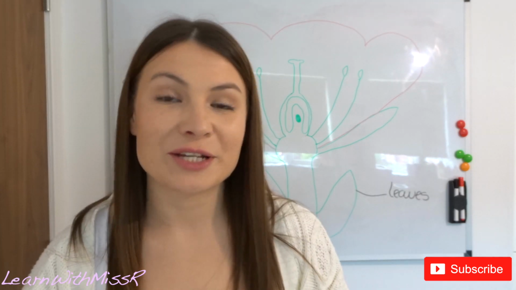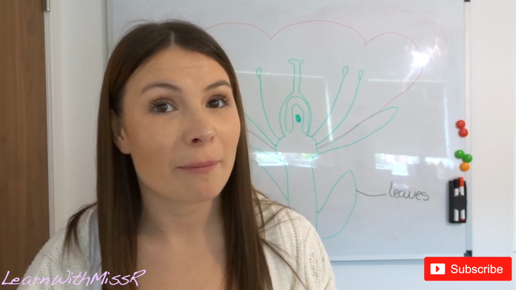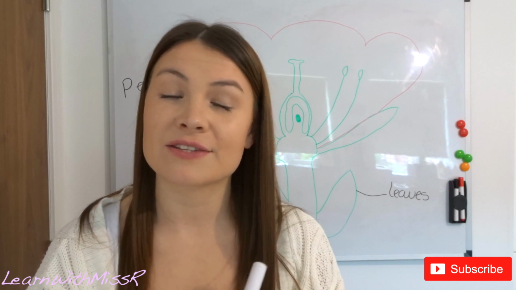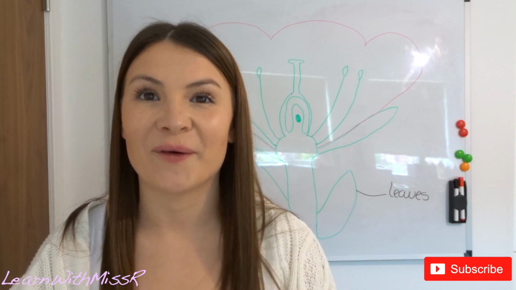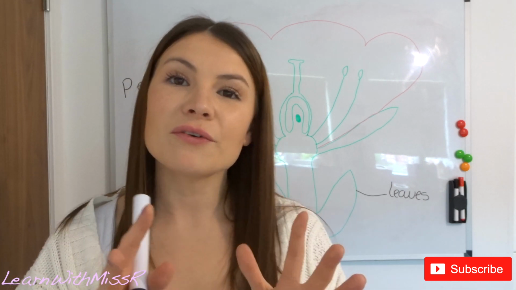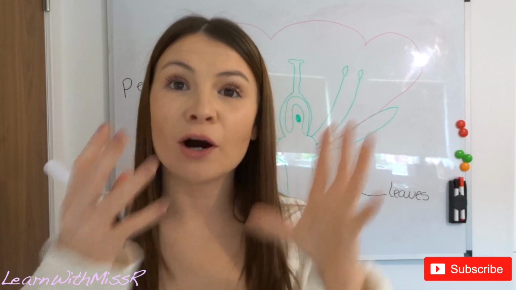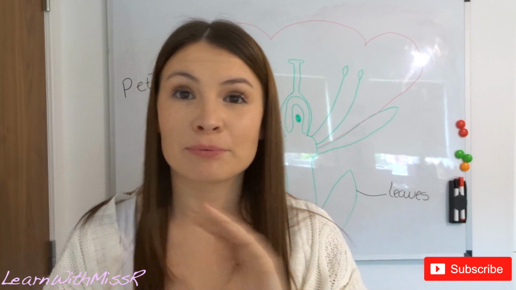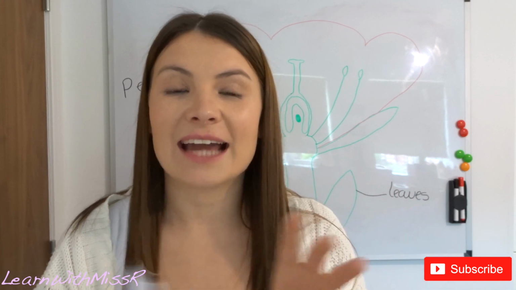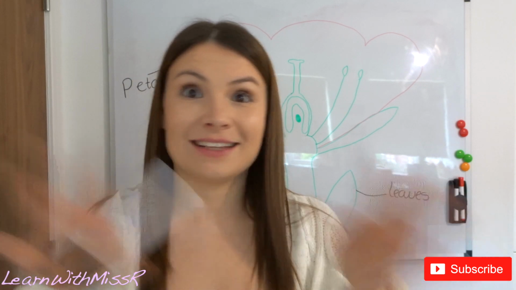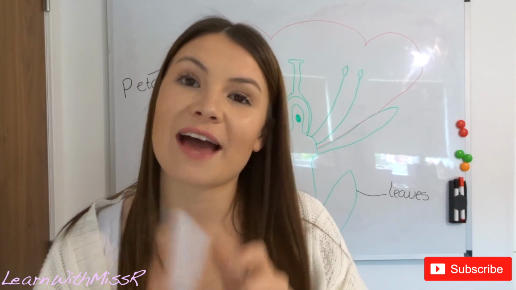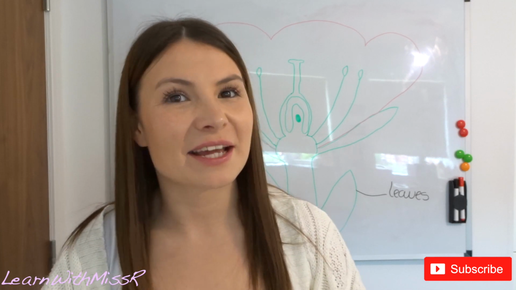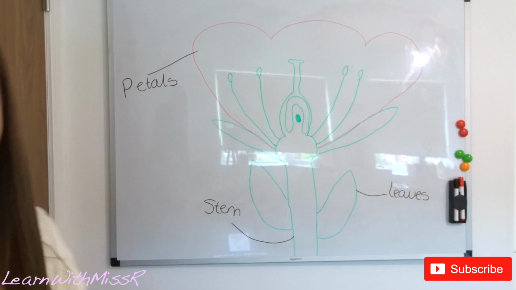The next one, which I'm not sure if many people may know about yet, but it is the anther. If I just explain what the role of it is first, you might be able to identify it on my drawing. So the role of the anther is to produce pollen, which when a bird or an insect lands on the plant, it brushes off onto them and it sticks to them, and then they can then take the pollen elsewhere. So the role of the anther is to release pollen.